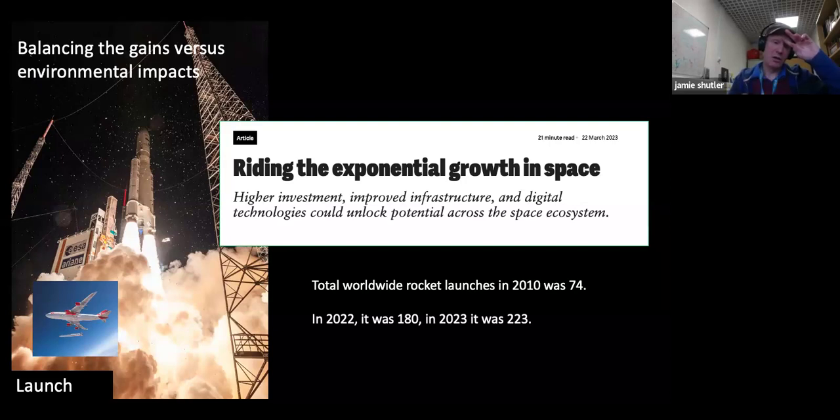And this is some work that we have been doing, where we've identified there's this clear exponential increase in the amount of space activity. For example, in 2010, we were only seeing about 74 rockets worldwide being launched, and a majority of those were with space agencies, so groups like NASA or European Space Agency. But in 2022, it was 180 launches in 1 year, and then last year it was up to 223. And the majority of these have been driven by commercial activities rather than agencies.